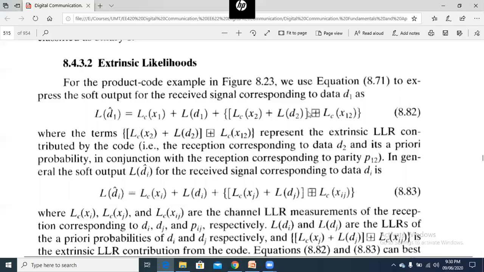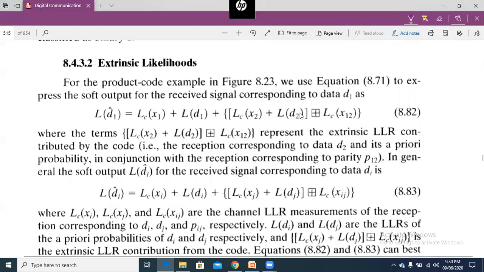So we didn't learn how we can calculate the extrinsic ratio. The estimated d value of this is calculated by these two components, and for the next iteration we have to add the extrinsic value, which is this. So this extrinsic value is horizontal and vertical.